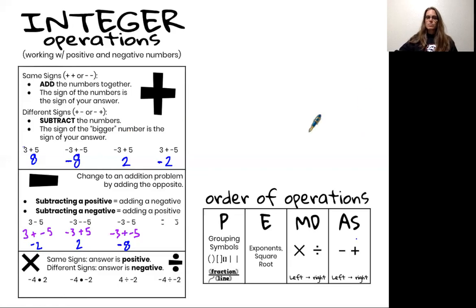Last example of a subtraction problem, 3 minus -5. That is the same as adding a positive, so adding 5. And for sure, 3 plus 5 is a nicer problem than 3 minus negative 5. 3 minus negative 5 is the same as 3 plus 5, which is 8.